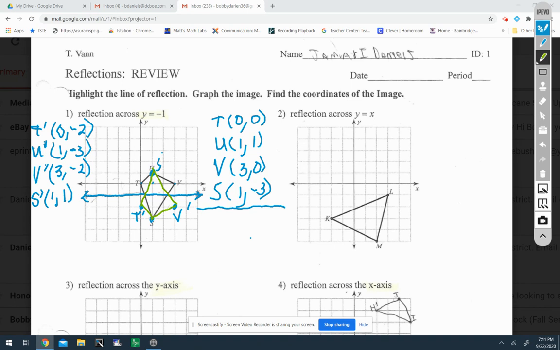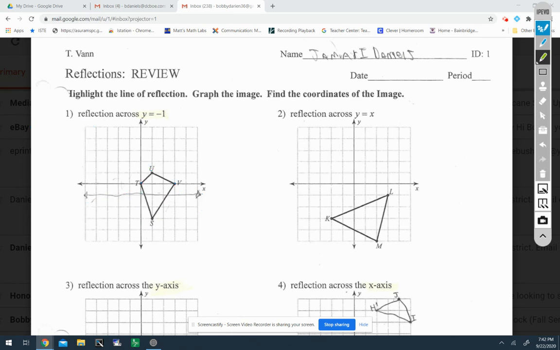Let's look at reflection across y equals x. Okay, when we look at this one, reflection across y equals x. All right, I'm going to go ahead and clear this out so we can have some more space to write. Okay, so I'm going to clear this. All right, so now let's look at our ordered pairs. We're looking at number 2 now.